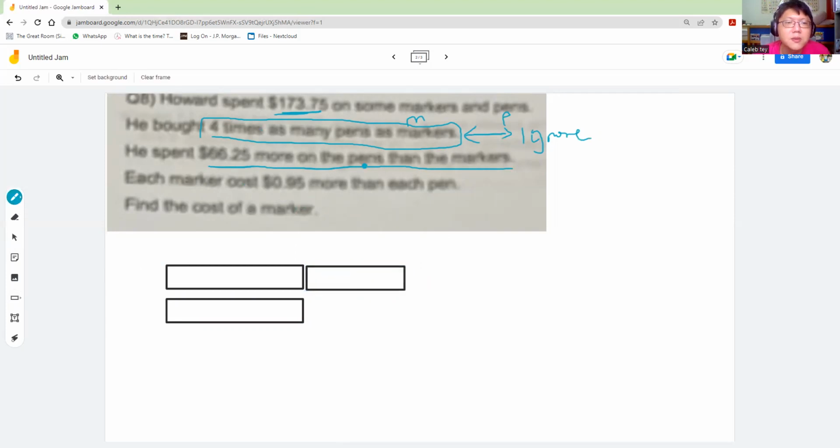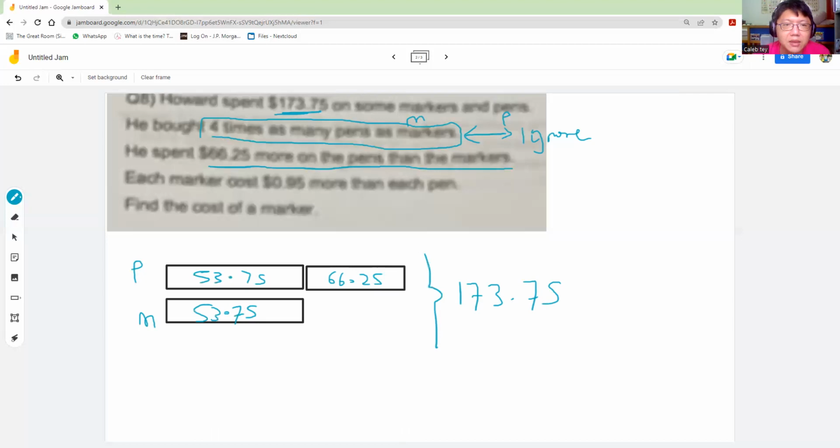Put in all the numbers. So pen is more, marker is less. This is 66.25, and this is 173.75. So I'll use my calculator. I wouldn't write down everything. I'll just use my calculator to calculate. So this is 53.75. So if I were to ask you, how much did we spend on pens in total?